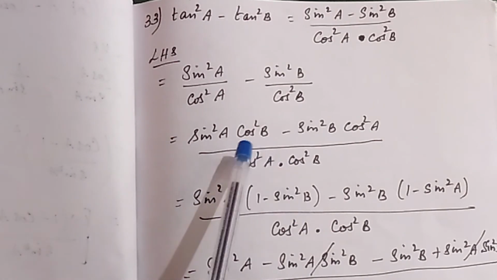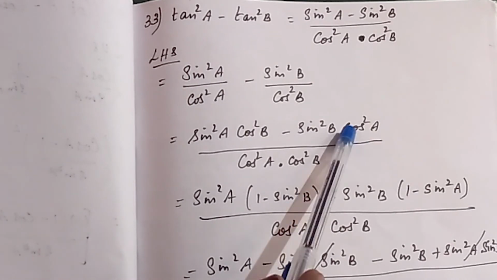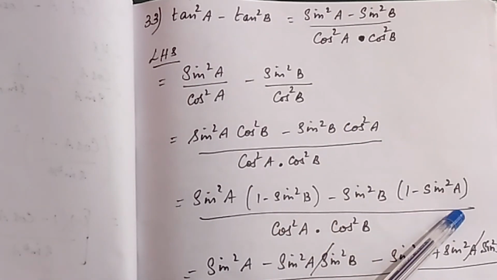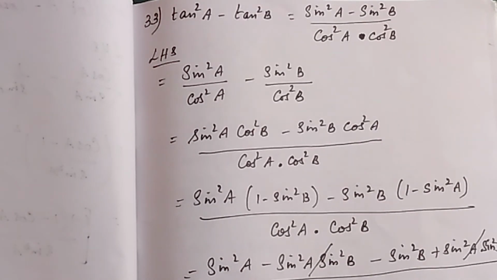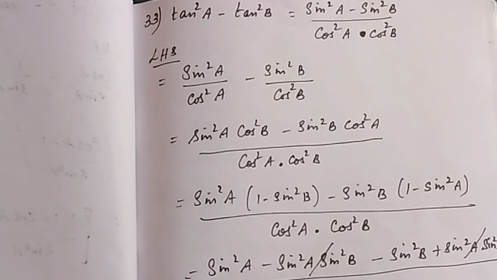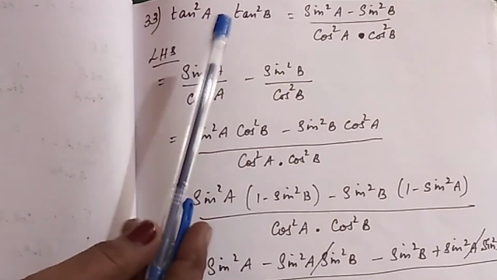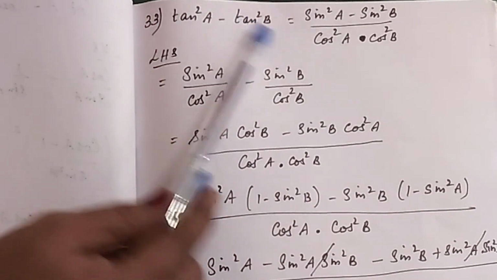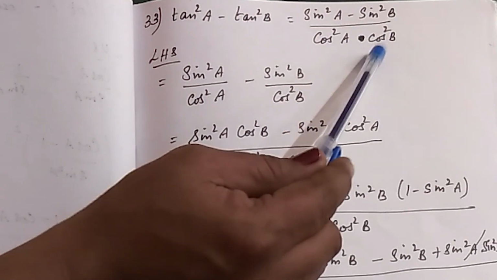So cos squared B, can we write 1 minus sin squared B? Same way cos squared A, you can write 1 minus sin squared A. Now multiply and cancel the plus and minus. You will get (sin squared A minus sin squared B) upon (cos squared A into cos squared B). That is the right hand side. Left hand side is equal to right hand side. Hence proved. So tan squared A minus tan squared B is equal to (sin squared A minus sin squared B) upon (cos squared A into cos squared B).